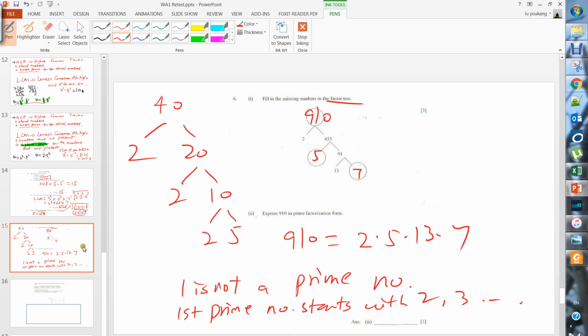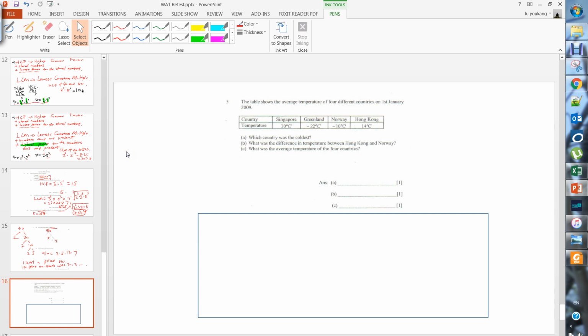Next. This question says the table shows the average temperature for 4 different countries on this date. Singapore is 30, and then Greenland is minus 14. So which country was the coldest? The coldest is definitely Greenland.